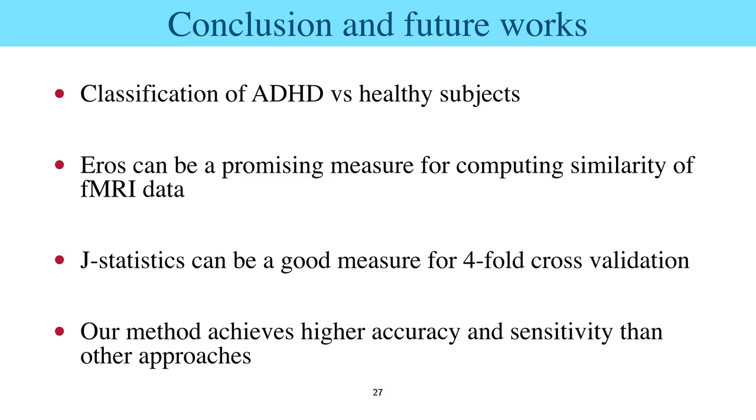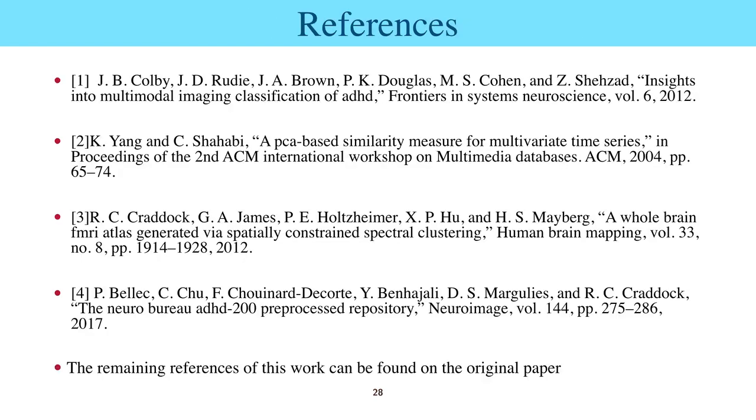So as a conclusion, the problem that we try to solve is ADHD classification. The goal is classifying subjects as healthy or ADHD, and we have three subtypes for ADHD. And we used Eros as similarity measure and performed KNN as our classification technique. In order to pick the best value of K, we performed four-fold cross-validation, and we used J statistics for assessing each value of K, and the results are promising in terms of accuracy, sensitivity, and specificity.